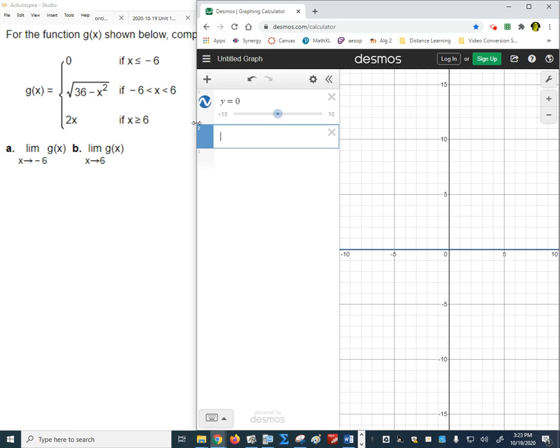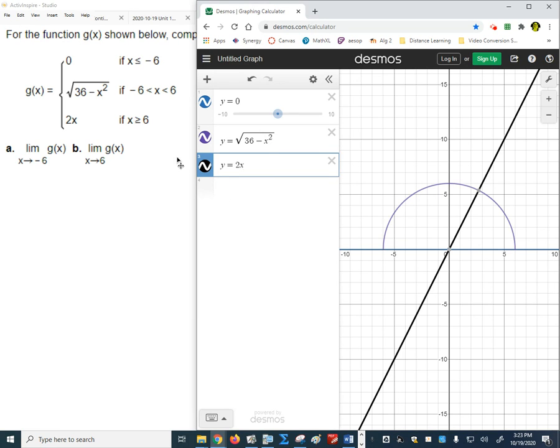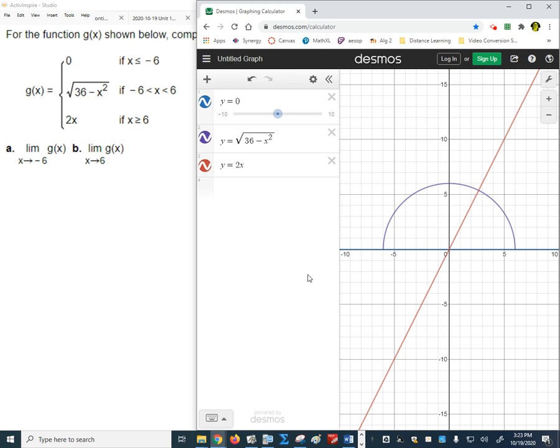The next line is we could graph y equals the square root of 36 minus x squared. And then we could graph y equals 2x. So we got these 3 pieces here. Let's change that color. Let's make that one red. And let's see what we're doing.